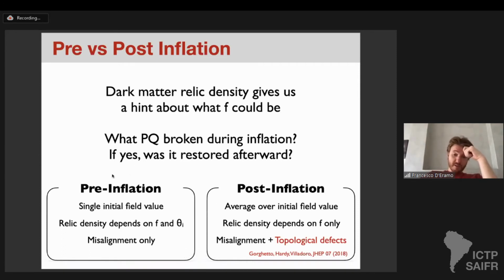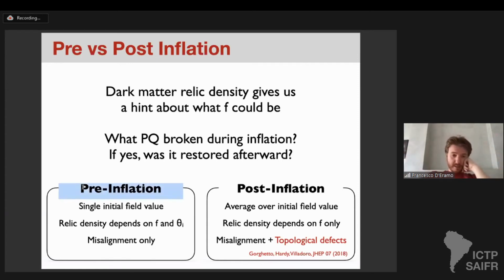So pre-inflation is the case where you have Peccei-Quinn broken during inflation and not restored afterwards. So the initial value of the field is basically a given number that we don't know, but it's only a single number, because you have to imagine that at the Peccei-Quinn breaking there was a domain where the axion field had a well-defined value, and then the inflationary physics stretched this domain to a size much larger than the current horizon of the universe. So we live now in a horizon, in a Hubble patch, where the axion field has only one value.